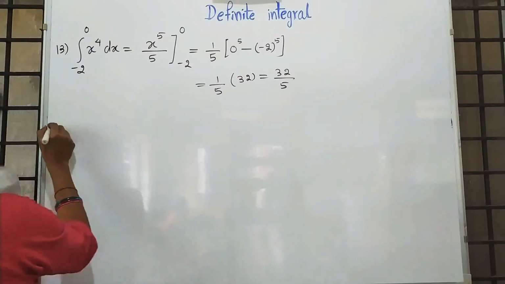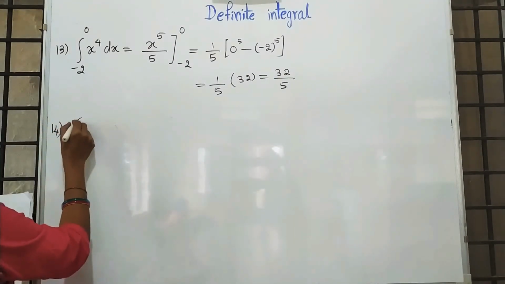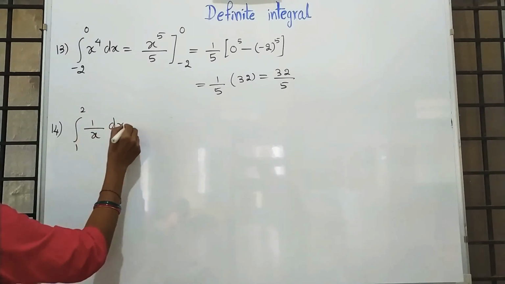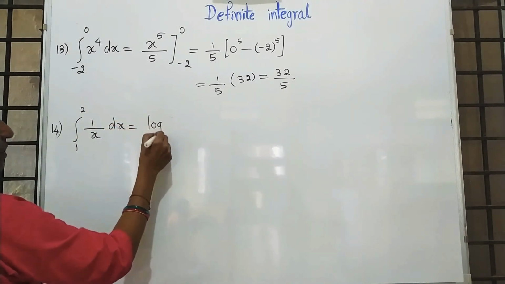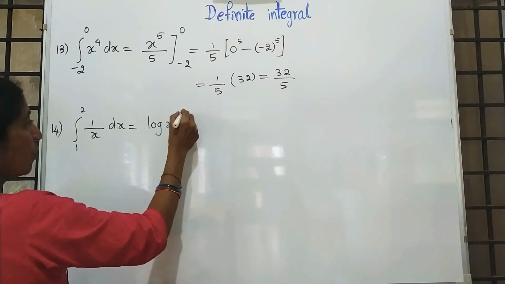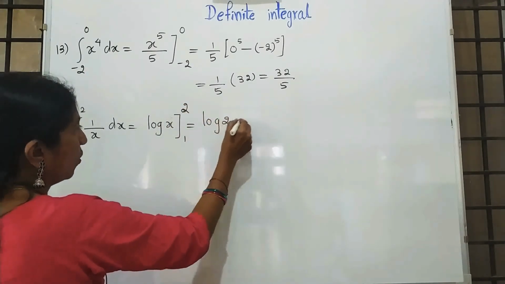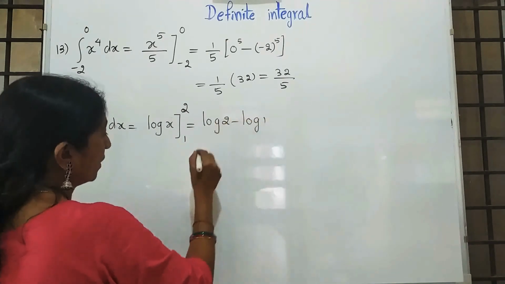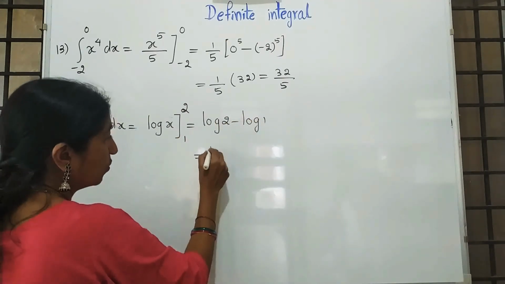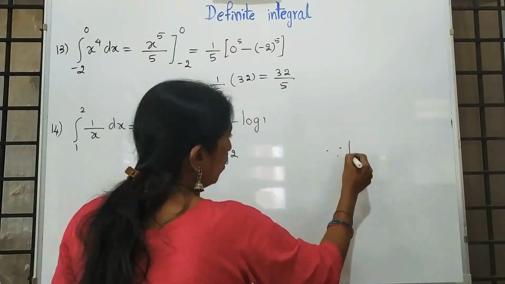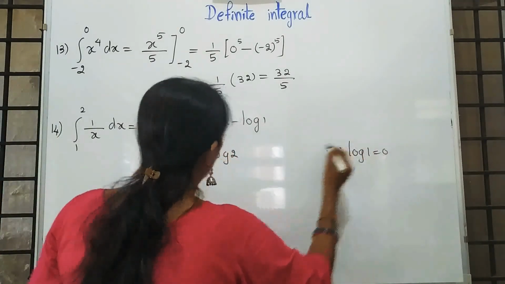Moving to the next question, question number 14. 1 to 2 1 by x into dx. Integration of 1 by x is log x from 1 to 2. First we have to write upper limit. Log 2 minus log 1. Log 1 is 0. So answer is log 2. Remember, log 1 is 0.